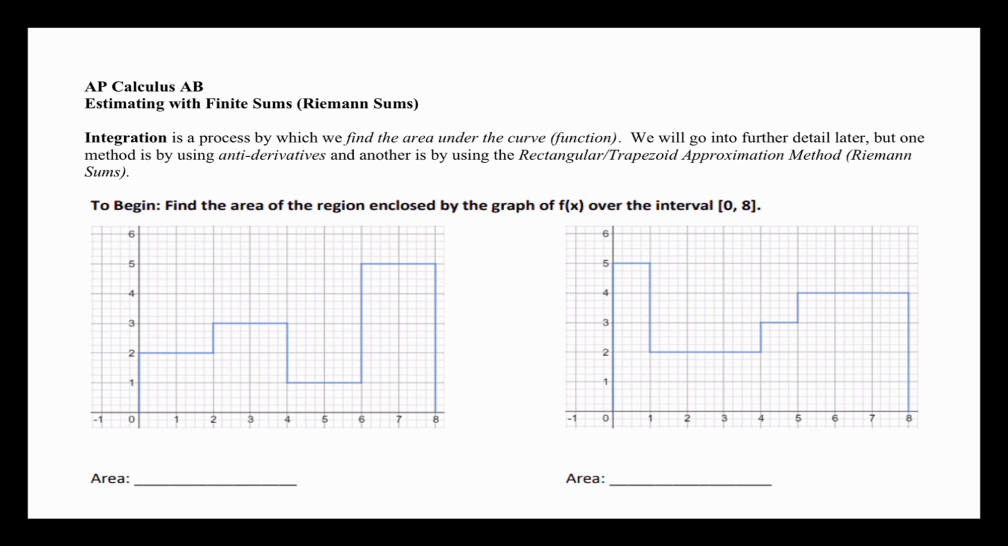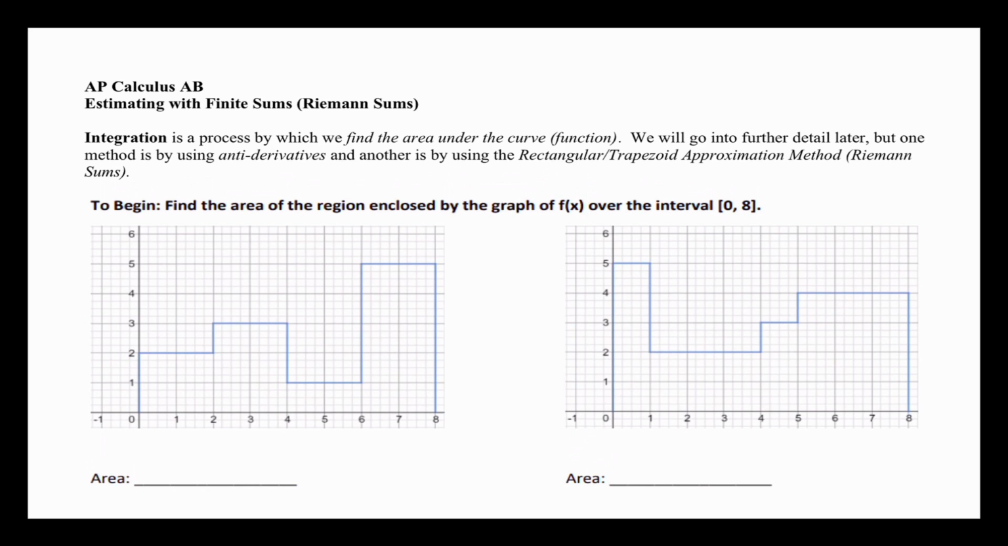Antiderivatives is probably the best method, but there is another method called rectangular or trapezoid approximation. Another word for it is Riemann sums. Riemann is the person who came up with this. It's an approximation. It's not the best, but it's one way to do it. What I want you to do first, it's blue on my paper, but I know it's not on yours, is find the area under each of these. From 0 to 8, what is the area under the graph? It's the blue graph on mine.